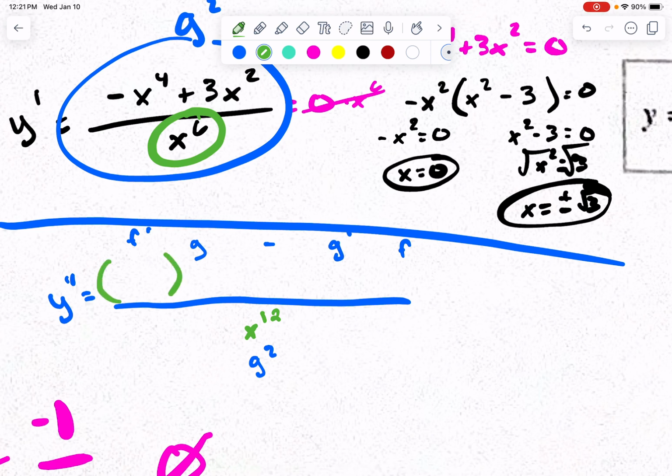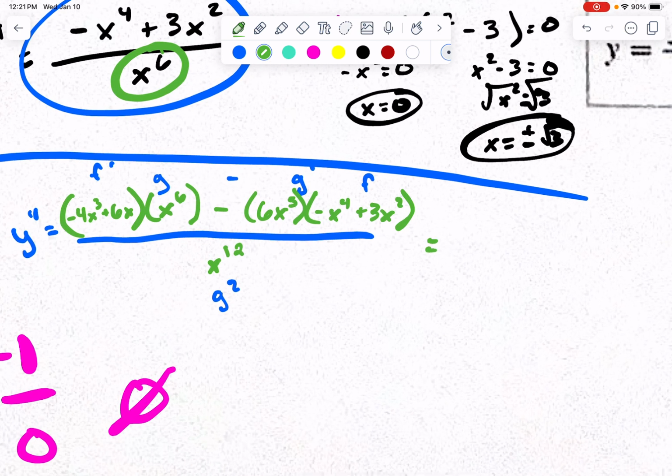All right, f prime is the derivative of the top, so negative 4x cubed plus 6x, times g, which is x to the 6th. Holy crap. Minus g prime, which is 6x to the 5th, and then times f, which is this stuff. All right. Here we go. Let's distribute that through. So we've got negative 4x to the 9th power plus 6x to the 7th power.